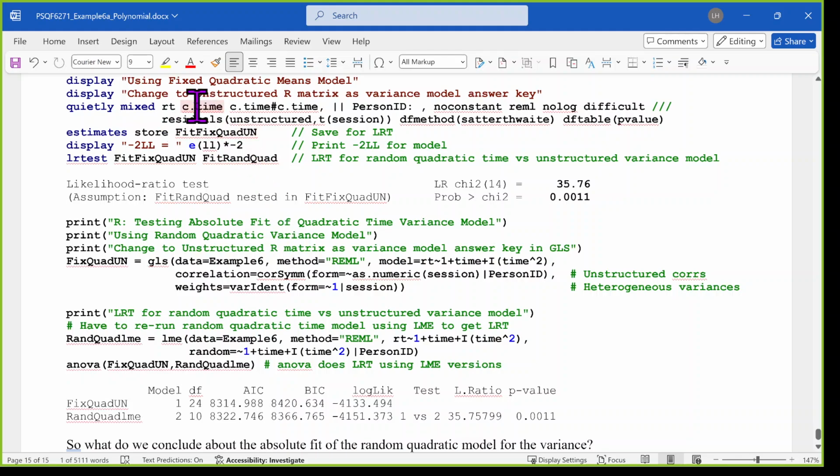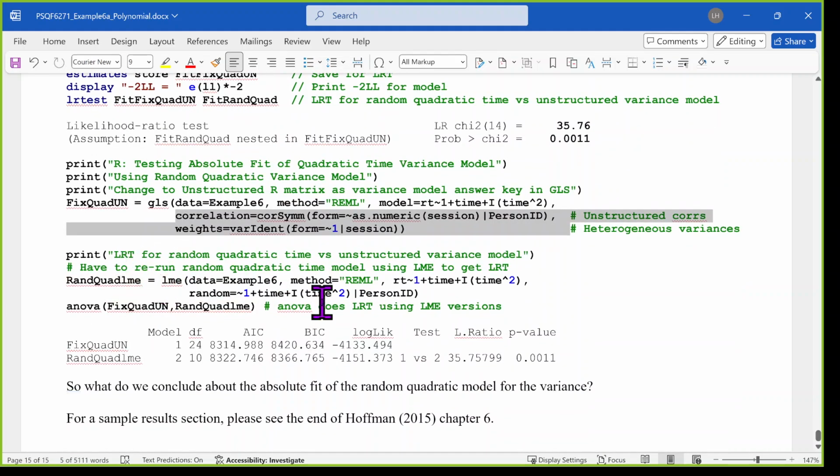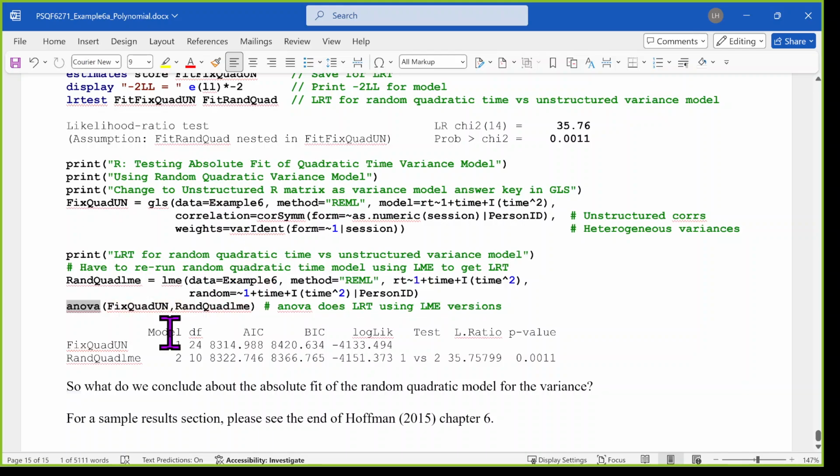Here we go. So this model in Stata has fixed quadratic time with an unstructured R matrix, as a point of comparison. I had to switch back to GLS and the NLME package to do that within R. So the model, rather than having factor here for time, is my fixed quadratic model, and this part gives me the unstructured equivalent as well. And then I reran the random quadratic in LME so that I could get the likelihood ratio test. In that package, it's ANOVA rather than RANOVA. And here's what I got.